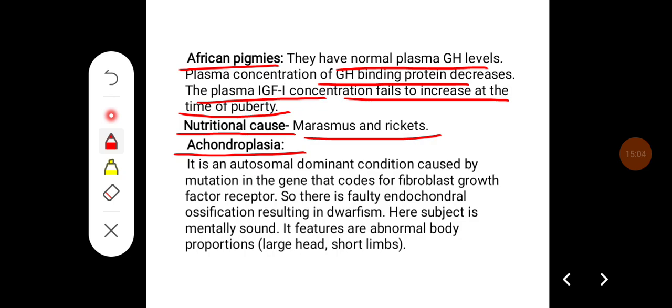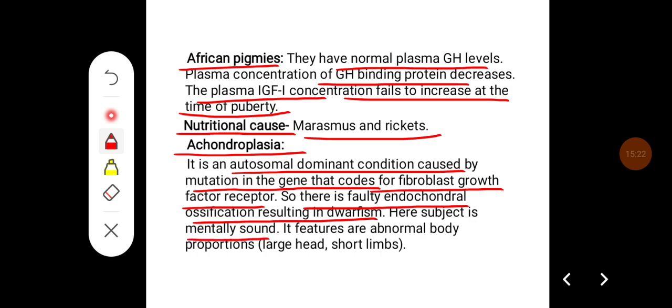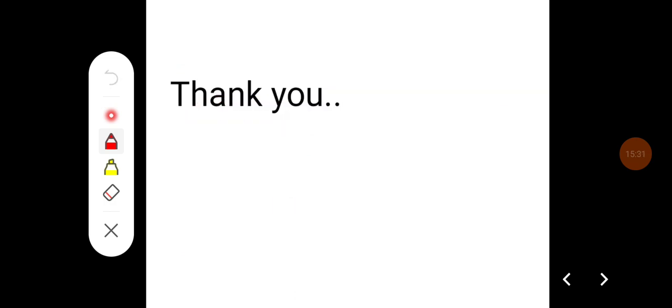Achondroplasia is an autosomal dominant condition caused by mutation in the gene that codes for the fibroblast growth factor receptor. So there is faulty endochondral ossification resulting in dwarfism. Here, the subject is mentally sound, and the features are abnormal body proportions, like a large head and short limbs. So this is in brief about anterior pituitary and growth hormone. Thank you.